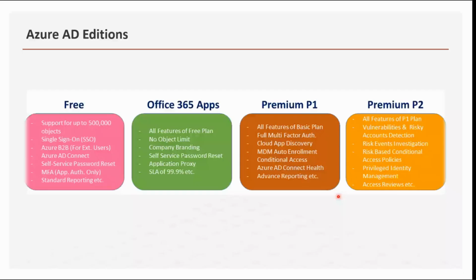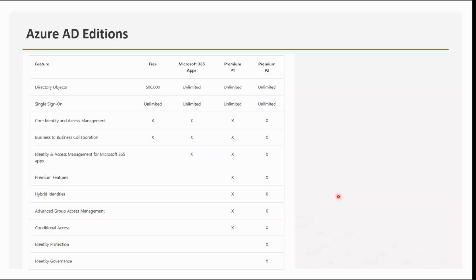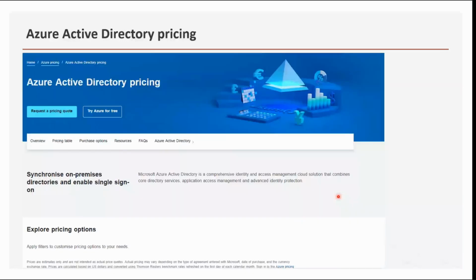Now each edition is configured depending upon what features are supported. You can refer to the Microsoft portal, which will give you a clear understanding of what features are supported in each version. You have a free account, a 365, a P1, and a Premium 2 also. Coming to the pricing part, we understood Active Directory pricing depends completely upon which version is currently used. Is it P1, P2, or Microsoft 365? It always depends upon the type of features supported here.